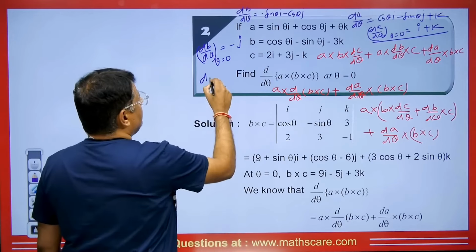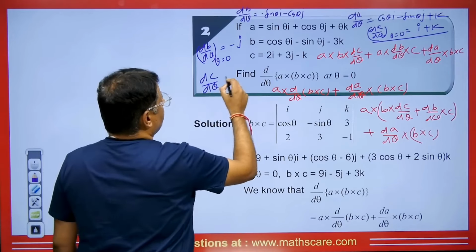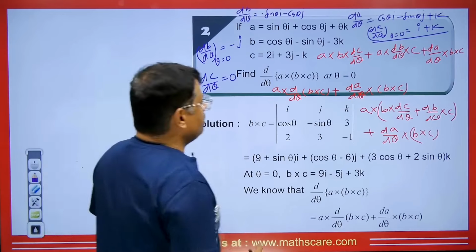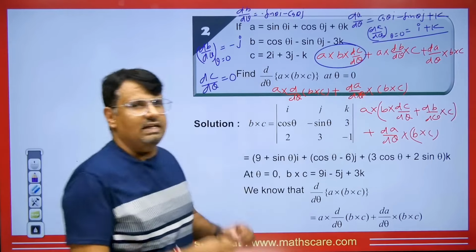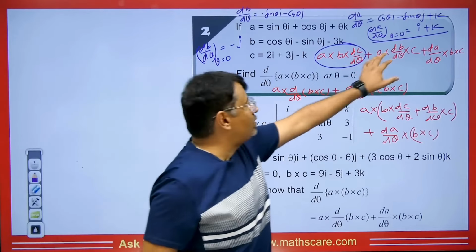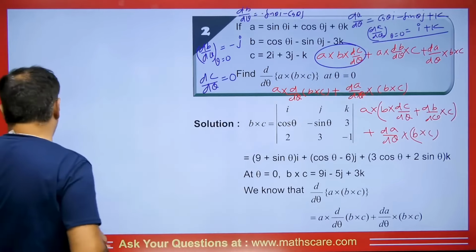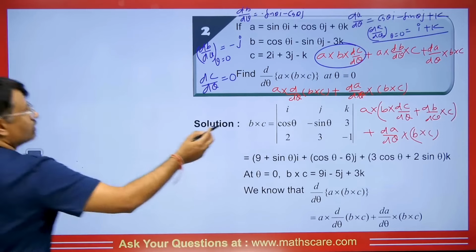Now we'll next calculate dC by d theta. Since there is no theta here, this will be 0. What will be dC by d theta here? 0. So what will we get for this entire expression? It will be 0. Now what do we do? We'll put in all of its values, right? Let's do one thing, I'll put in all of its values. Observe that this is 0.